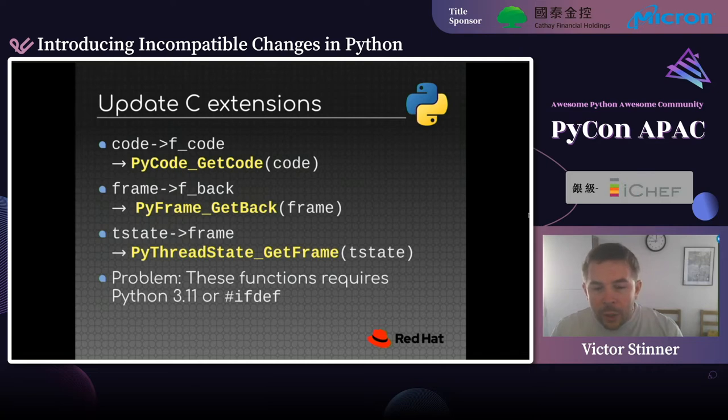And the issue with this change is that if you use a new function, you lose compatibility with old Python versions, because there are new functions part of Python 3.11. Another way is to add conditional code. Depending on the version, you use the old way or the new way. But usually, people don't like to do that because it makes their code more verbose, harder to maintain.